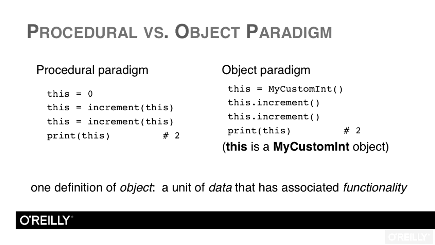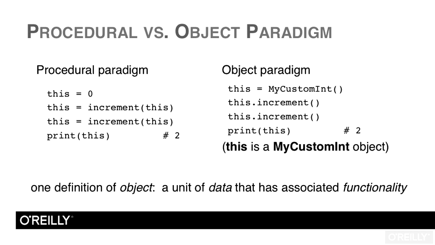Now, as a way of explaining the difference between object-oriented code and non-object-oriented code, let's look at a really simple example. The code on the left is what we call procedural code, and that's the word they use when they mean non-object-oriented. As you can see, we're taking an integer and passing it to a function called increment, and then catching the result in the same variable name. And in the end, we print the integer, and you can see it's been incremented twice.